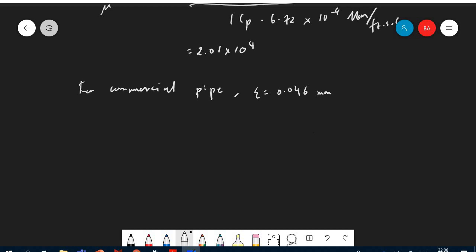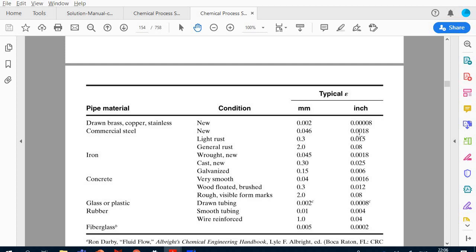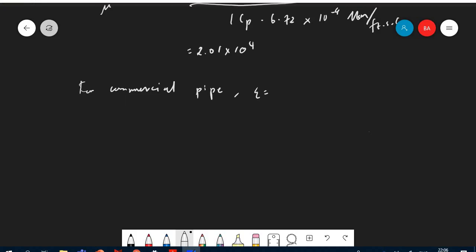Why should I do this, right? I mean, I think it was easier to just take the inch. So let me say 0.0018 inch, and we have the diameter is equal to 1.049 inch, and all what you need to do is you say E divided by D, and you're going to find out that this is equal to 0.00173.